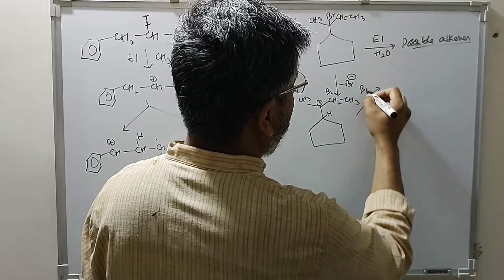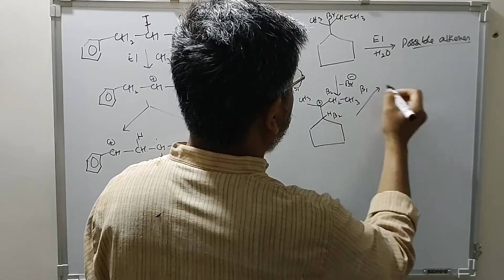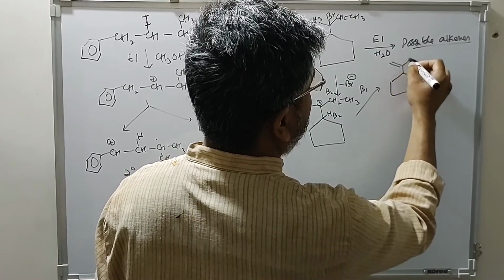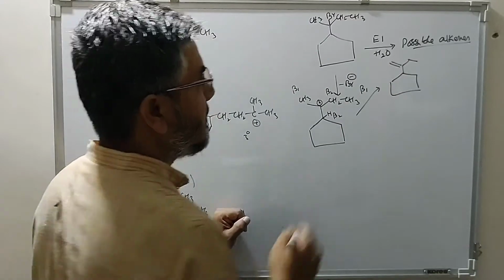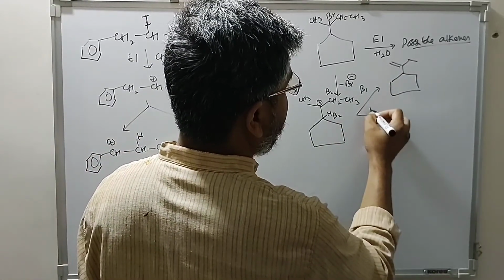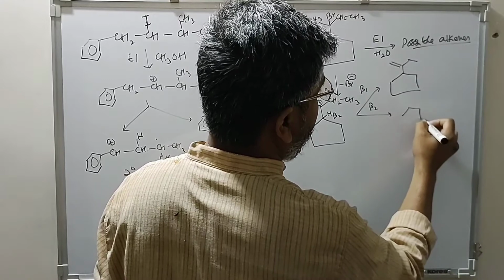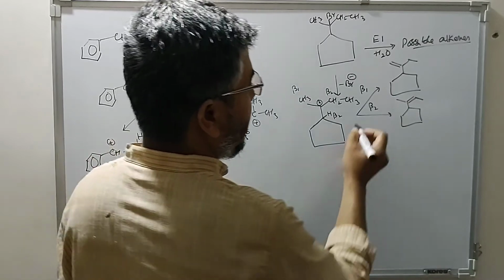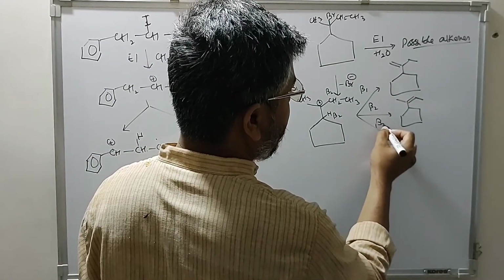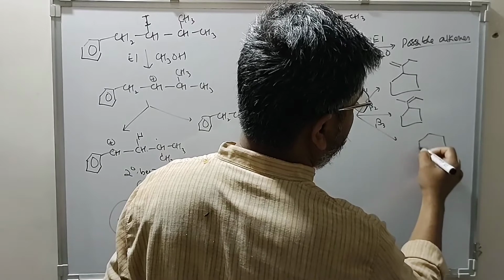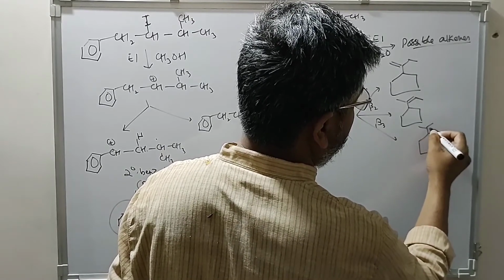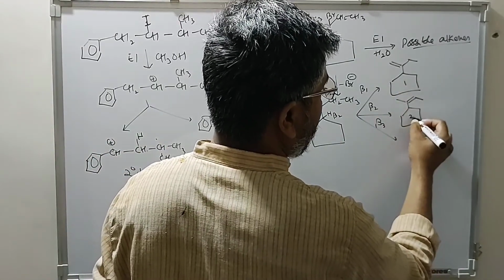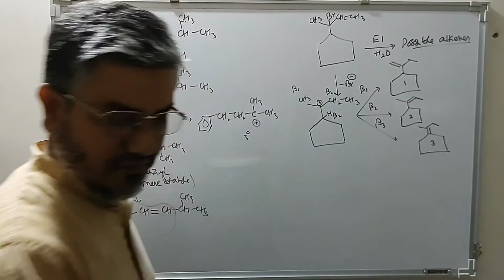So this is beta 3. From beta 1 we'll get this alkene. If we remove this beta 2, then the alkene formed will be this alkene. If this undergoes beta 3 elimination, then the alkene formed will be this alkene. So this is product 1, product 2, product 3.